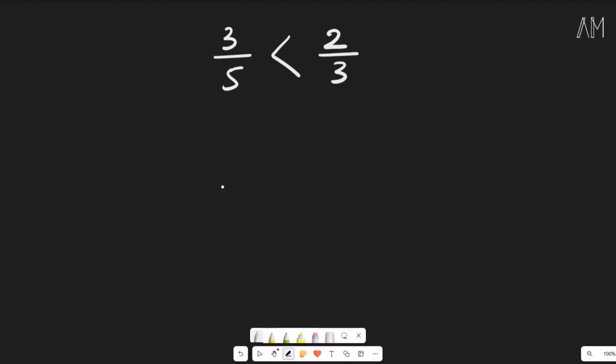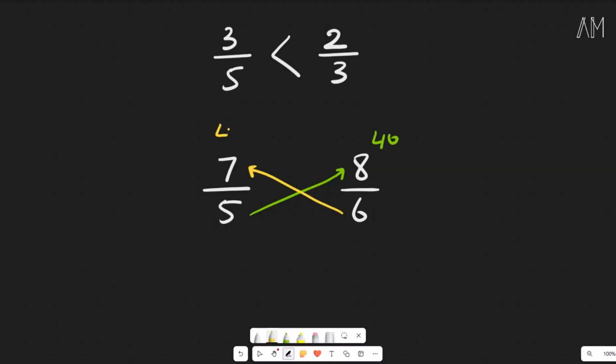Let's try it again. Let's say 7 over 5 and 8 over 6. Let's check which one's greater. 5 times 8 is 40. 6 times 7 is 42. And because 42 is greater than 40, that means 7 over 5 is greater than 8 over 6. And that's how we do it.